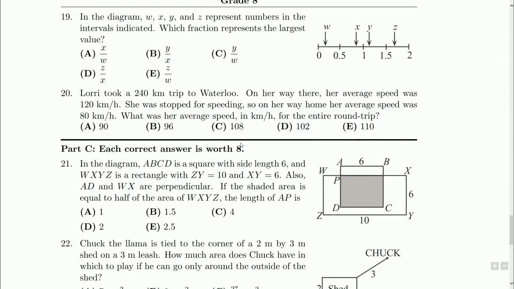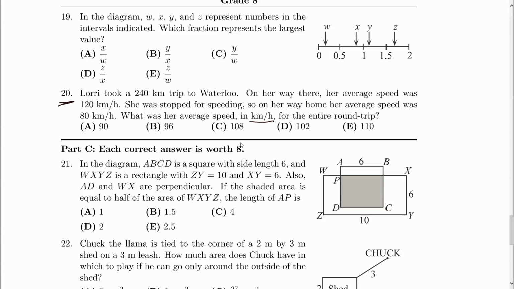We're looking here at question 20 on the grade 8 Gauss paper from 2007. Lori took a 240-kilometer trip to Waterloo. Good for Lori. On her way there, her average speed was 120 kilometers per hour. She was stopped for speeding, so on her way home, her average speed was 80 kilometers per hour. What was her average speed in kilometers per hour for the entire round trip, the whole trip?